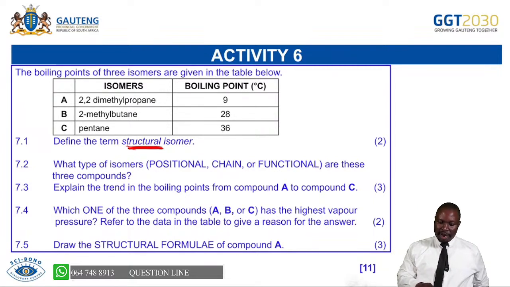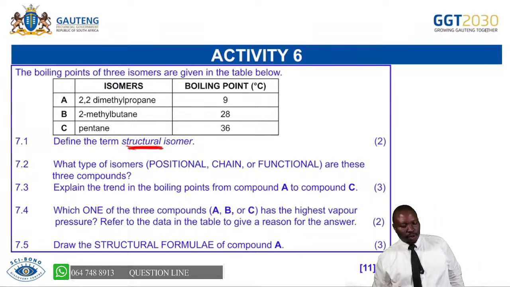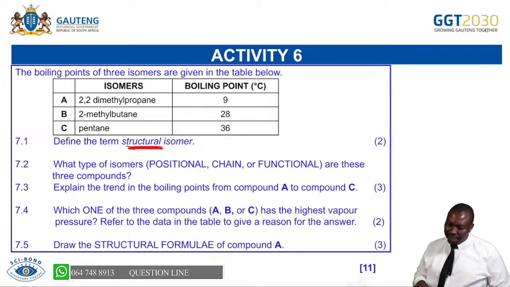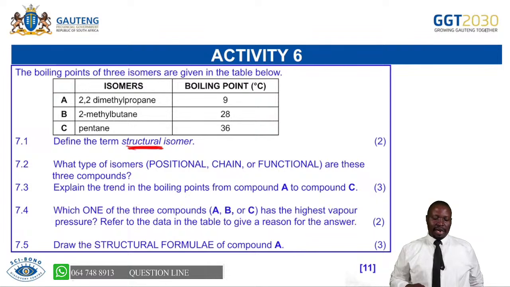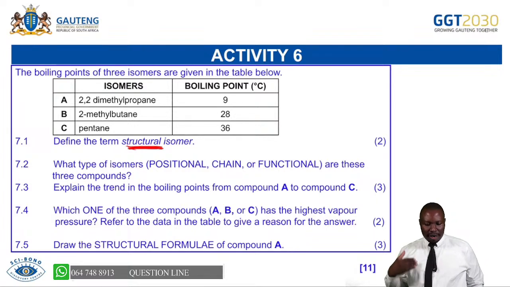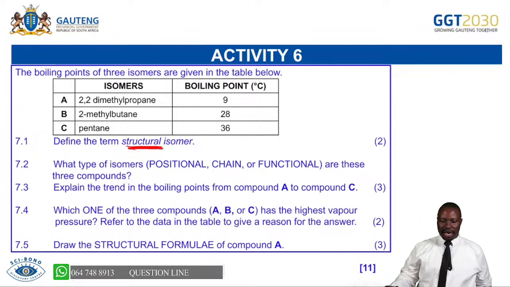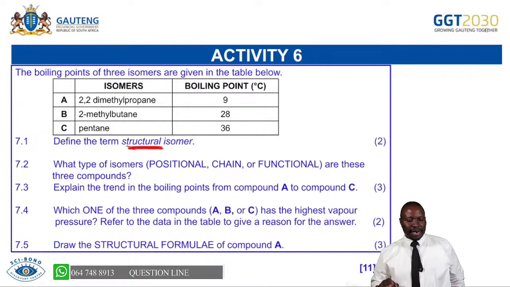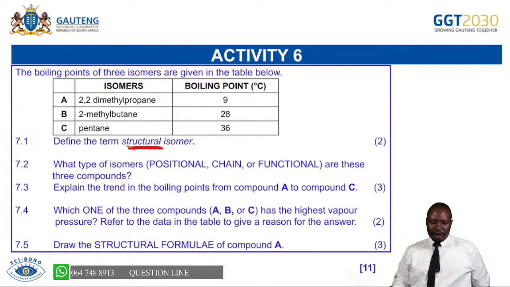Indeed, it increases from A to C. You see it's 9, it's 28, it's 36. But you must be able to tell us what is changing there, what is different there. And then you are able to say, as we move from compound A, we are decreasing the number of branches. You can see we had 2 branches in A, we have 1 branch in B, and we have 0 branches in C. So C is unbranched, it will have the highest boiling point.